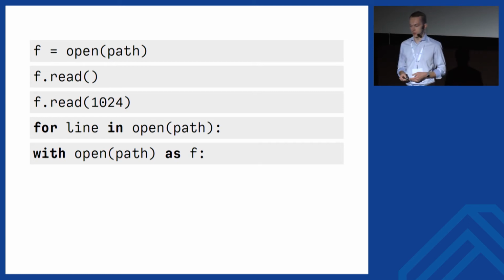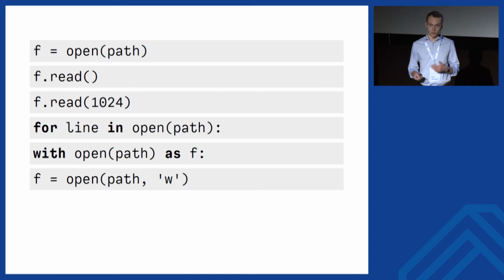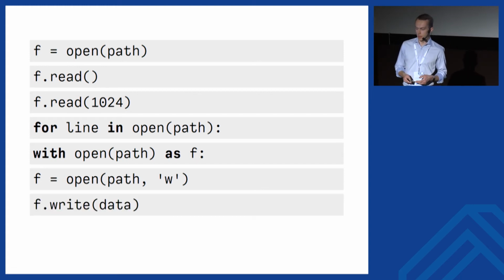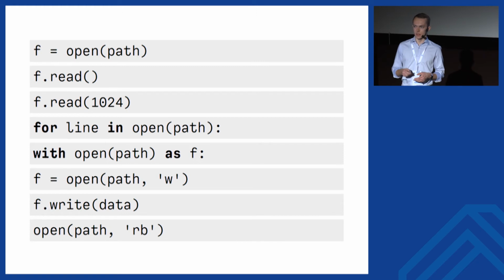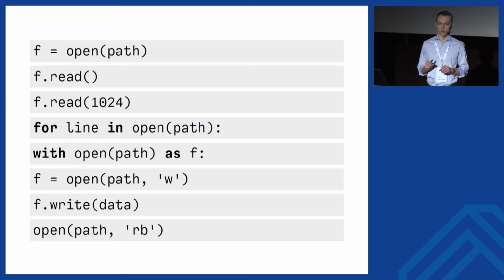So it's pretty convenient. You can also write to a file. In this case, you have to pass the second argument, which is the mode in which you open the file. If you write w, it stands for write, so you can open the file for writing and then write some data. The mode argument accepts many values, so you can add the letter b to tell that you want to work on bytes, which is pretty convenient when you want to work with binary files.